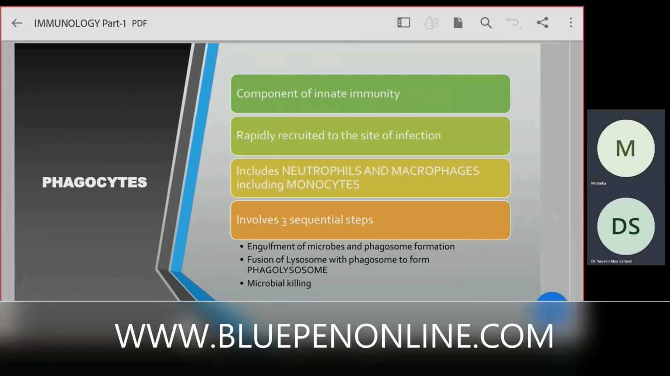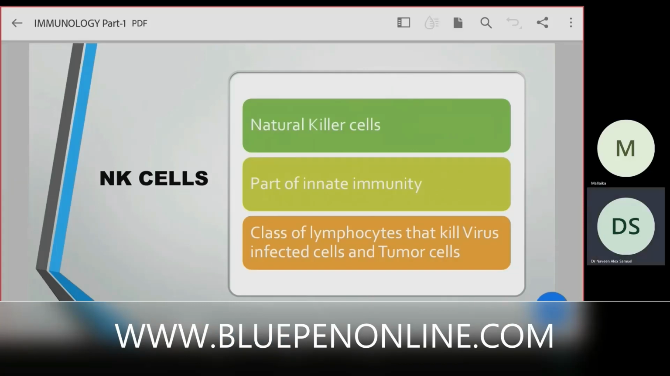So next is NK cells. What are NK cells? They are found in innate immunity. They are called natural killer cells, a class of lymphocytes. They kill virus-infected cells and tumor cells also. NK cells don't kill the antigen directly. They kill the cells which contain the antigen. So once a cell contains viruses, or it might be a tumor cell, which is different from the normal cells, the NK cells will go and kill that cell. But if any virus is present in the blood, it won't kill the virus. It only kills the cells. So you should remember that.